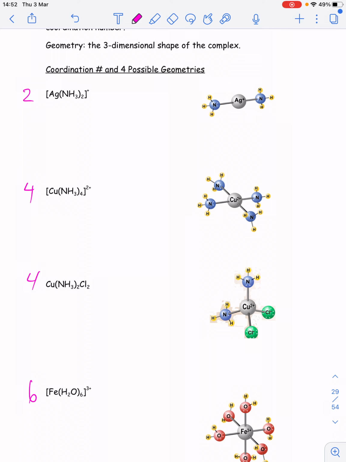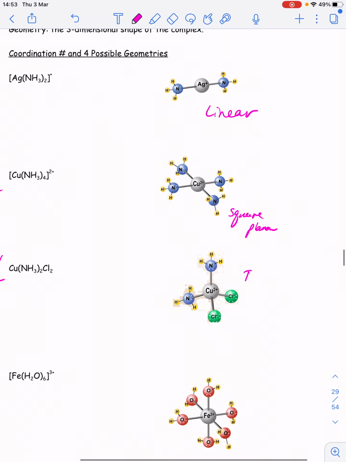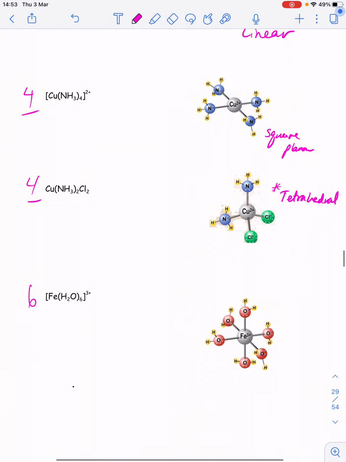Well, if there are 2 ligands, we can say the coordination number is 2, and the shape, the geometry, is linear. When we have a coordination number of 4 ligands, there are actually 2 shapes that we know about, square planar and tetrahedral. Now, there's not really a good way that you could distinguish whether or not something's going to form square planar or tetrahedral. So if you were asked this on a test, I would probably lean towards guessing tetrahedral, and you'll probably be safe with that. It doesn't come up very often.